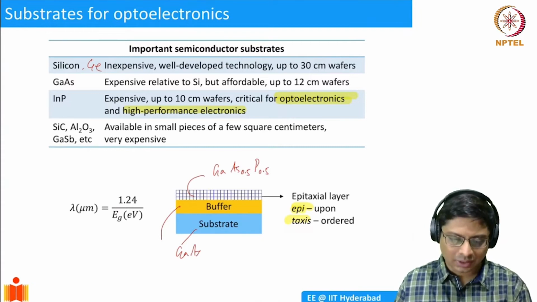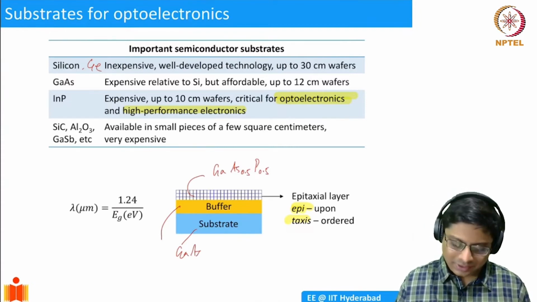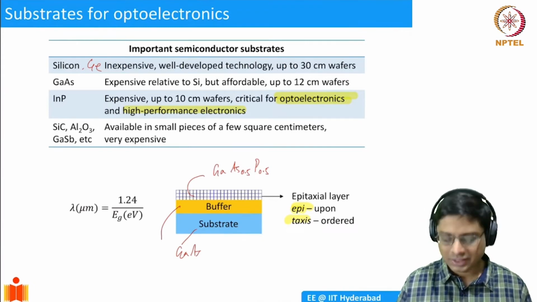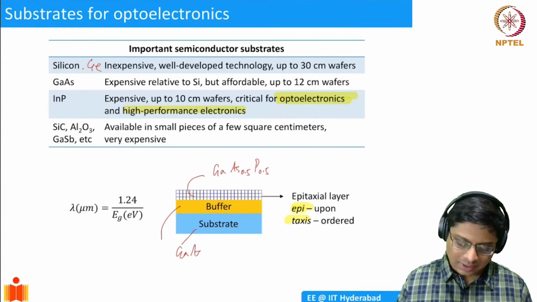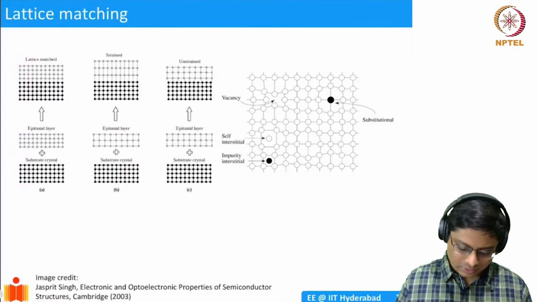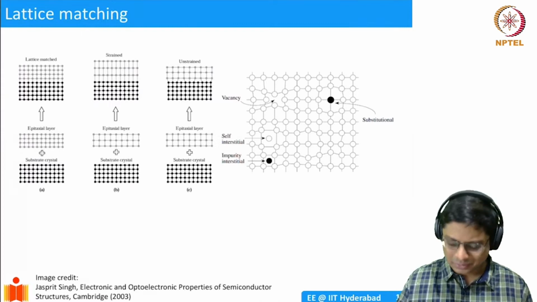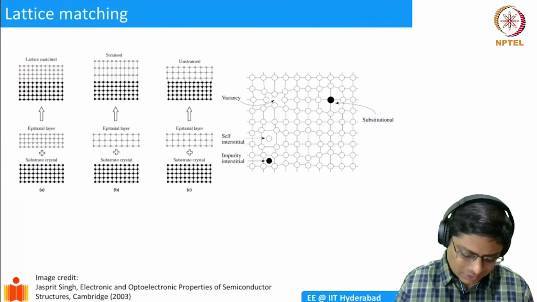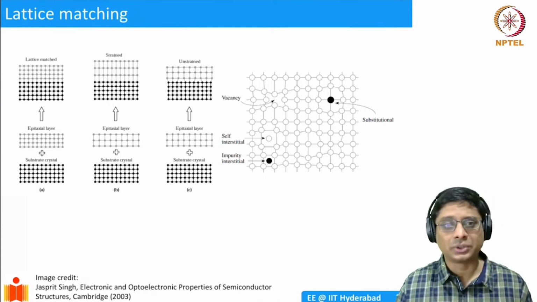This sounds simple enough, but in practice you need to satisfy a condition which is known as lattice matching to actually grow efficiently. That is what is shown here. This is a slide image taken from Jaspreet Singh's book. If you want, you can go back and refer, but you don't need to do it for this course. What I'm showing you is three different scenarios.